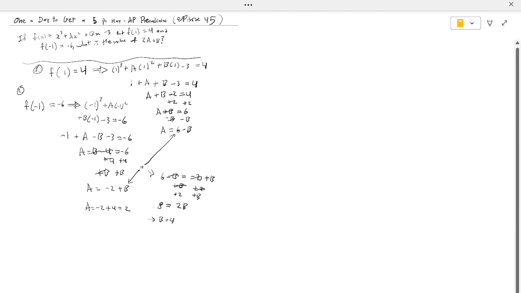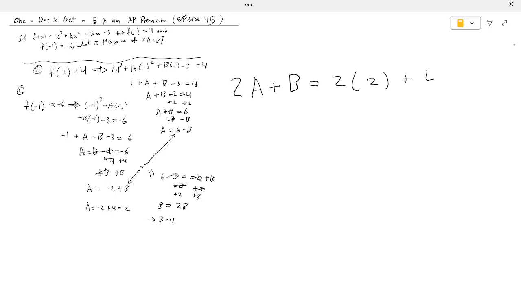Those are things we want to find. But the question isn't asking for a and b. It's asking for 2a plus b, right? So 2a plus b is going to be equal to 2 times 2 plus 4. And that's going to be 4 plus 4, which is going to be 8. Alright, so that is the solution.